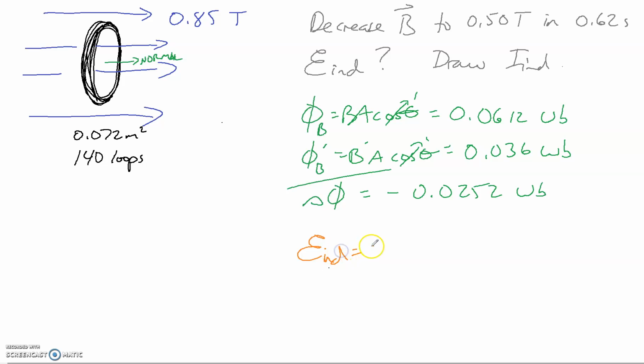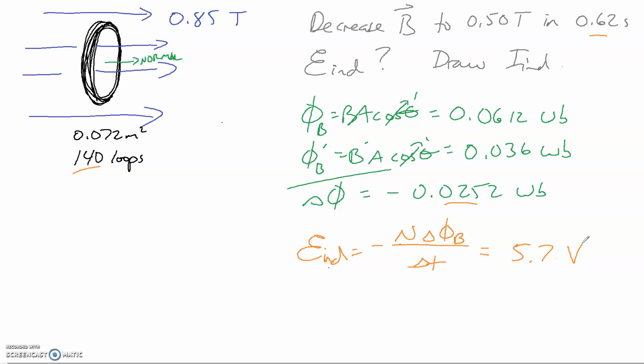Okay, so now to find the induced EMF, we can go to the expression that we've used before. Induced EMF is equal to negative N, change in magnetic flux over change in time. So we've got the N value, that's our 140. We just found our change in flux, and of course our delta T is up there. And the nice thing is our negatives are going to cancel out, so that makes it a little bit easier. And if we piece everything together, we should get an induced voltage of around 5.7 volts.